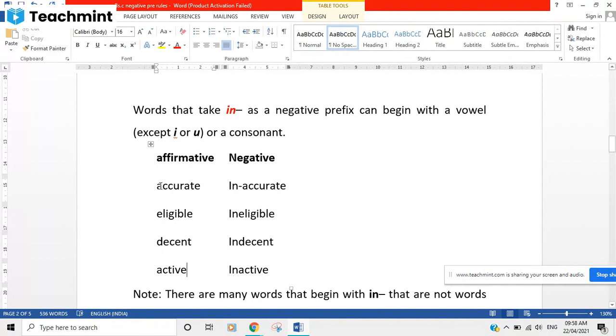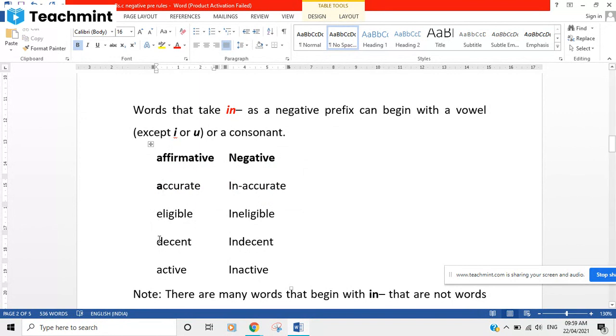Next example, regular. This word regular is affirmative in nature. It shows that something is happening regularly. But if we want to convey the negative meaning of this word regular, we will use the negative prefix ir before the word, so that it can convey the negative or the opposite meaning of the main word, that is irregular, which means that something is not happening regularly, or frequently.